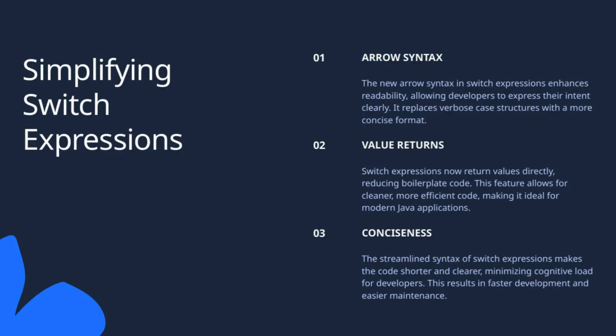And finally, the new arrow syntax really boosts readability. Instead of verbose case structures, we can now express our intent more clearly and concisely. This makes our code not just easier to write, but also easier to understand at a glance. All these improvements align perfectly with our goal of writing better, more maintainable Java code.